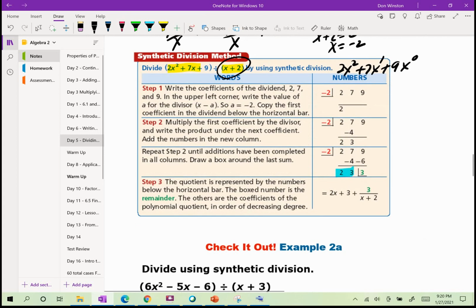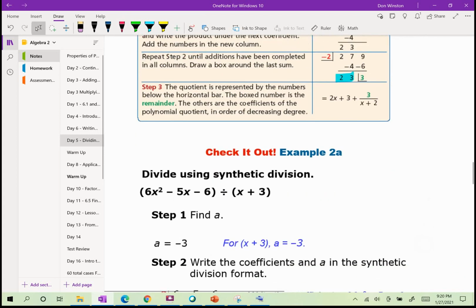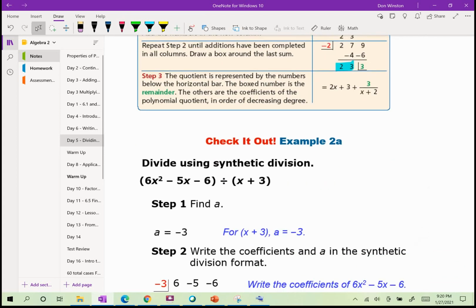Okay, so let's just do a couple more of these. Synthetic division. All right, so here again, I'm taking 6x squared minus 5x minus 6, and I have all the terms of x. I could write this x raised to 0. I have the 2 and the 1 and the 0. And I'm going to divide by x plus 3.